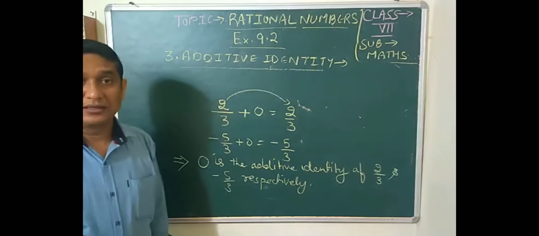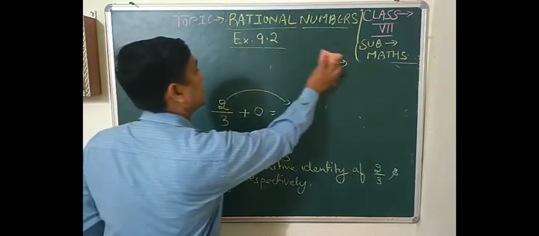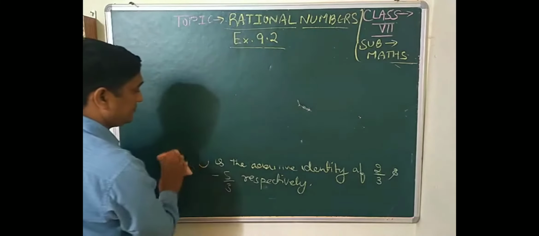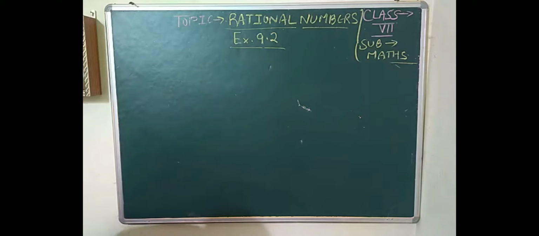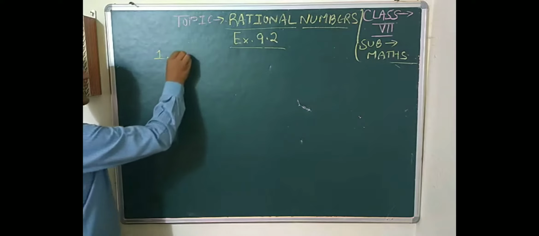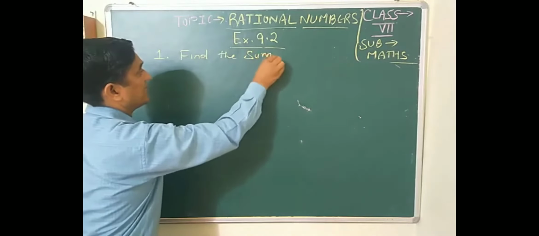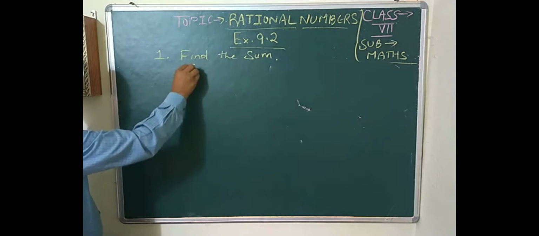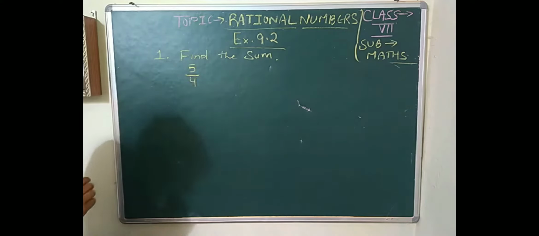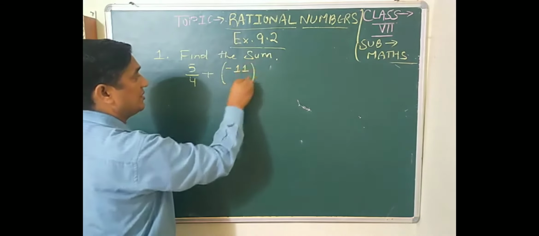Now children, we will do exercise 9.2. Question number 1 is find the sum: 5 upon 4 plus minus 11 upon 4.